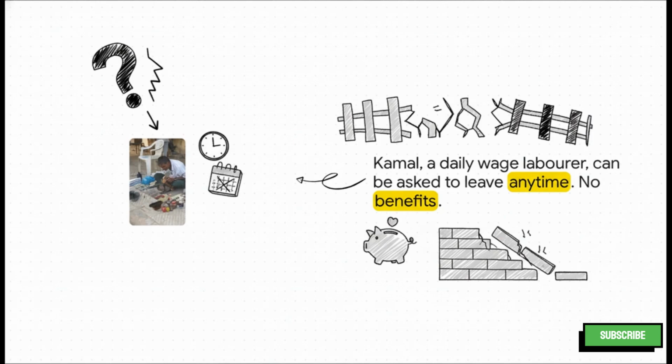And now, meet Kamal. He's on the complete other side of the coin. As a daily wage laborer, his life is the polar opposite of Kanta's. There is no job security, no benefits, no guarantee that he'll even have work tomorrow. And the really stark reality is that Kamal's situation is the norm for hundreds of millions of people in India.